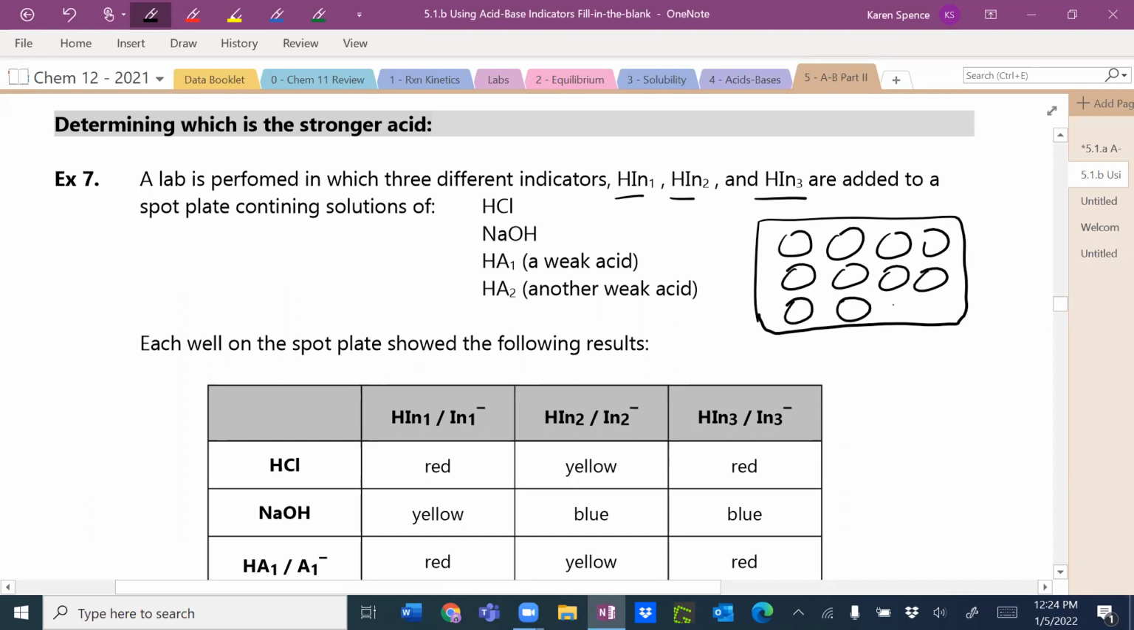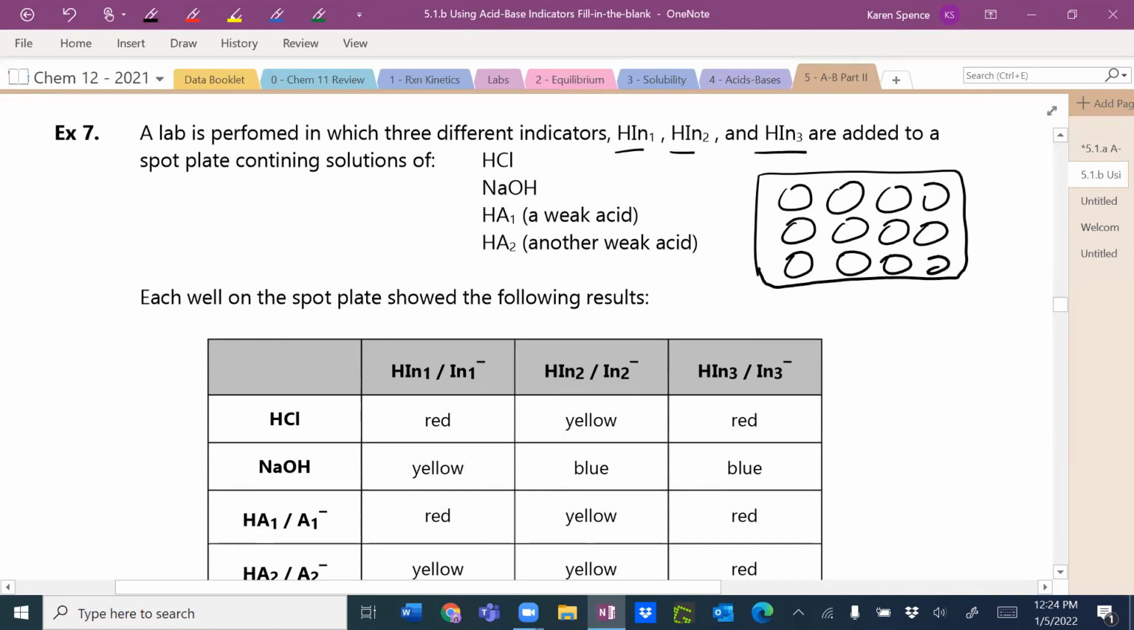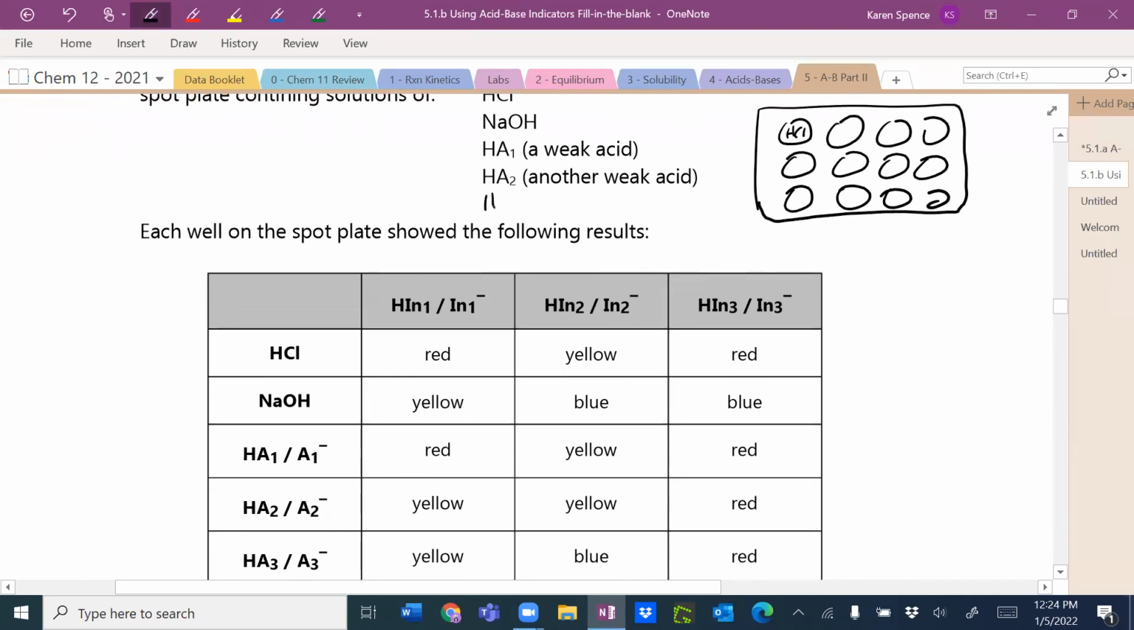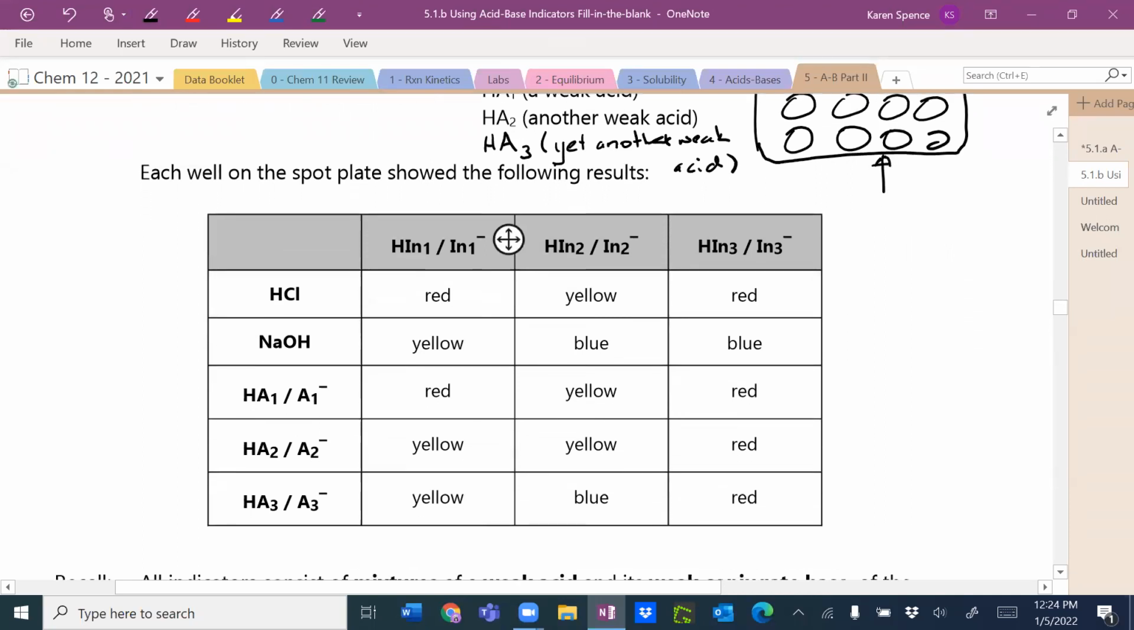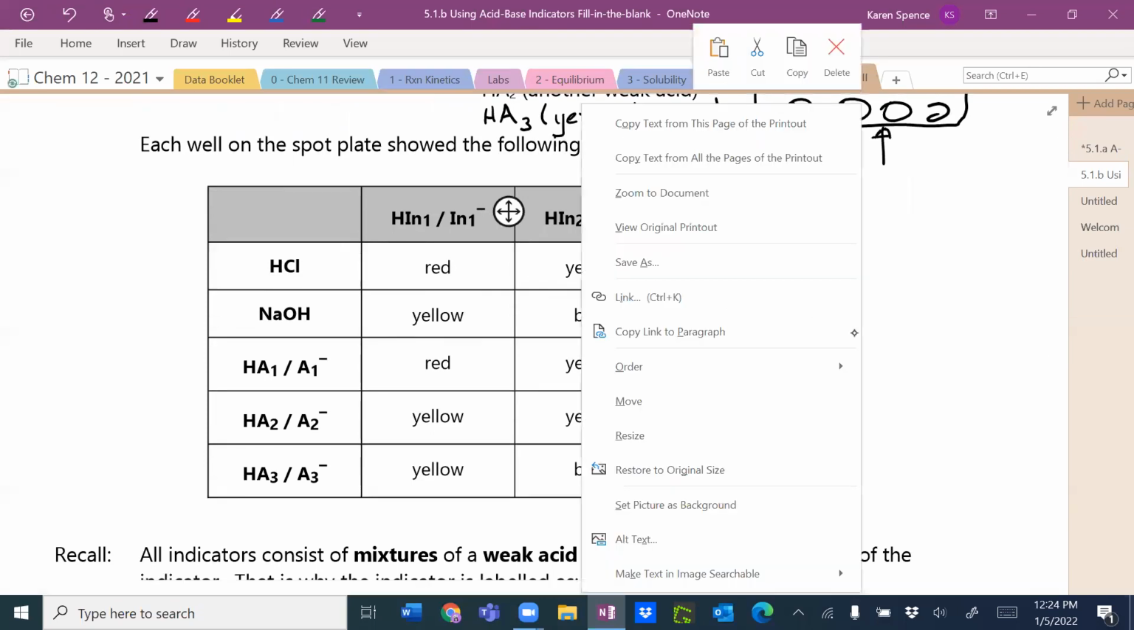So in our spot plate, we are going to put some HCl, some NaOH, some HA1, some HA2. Oh, and I forgot I added an HA3, so let's add HA3 here. Yet another weak acid. And rather than me trying to cram them on this crappy little drawing of a spot plate, you can imagine that this table now represents the spot plate.